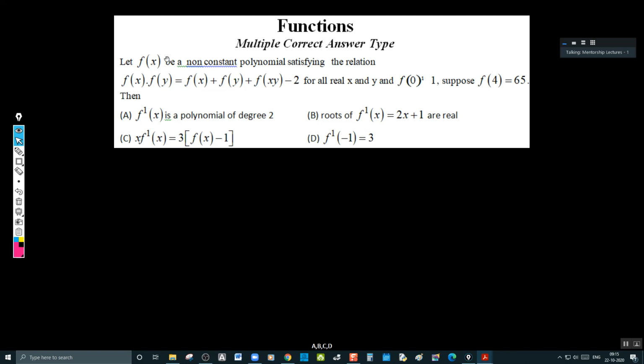Yeah, now it is. Let f(x) be a non-constant polynomial satisfying the relation. This is called functional equations. The function is indirectly given in the form of equations like this. So f(x) into f(y) is equal to f(x) plus f(y) plus f(xy).